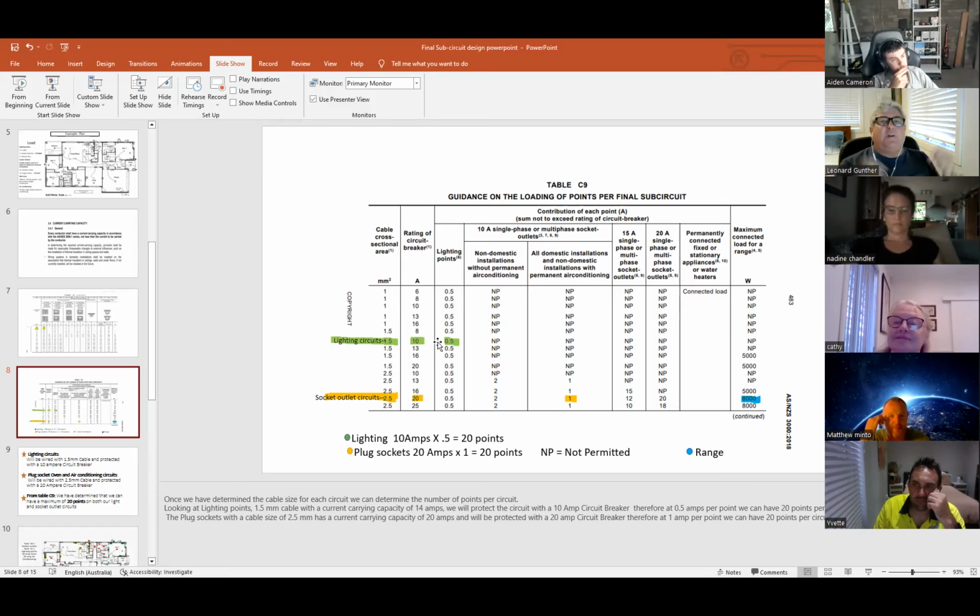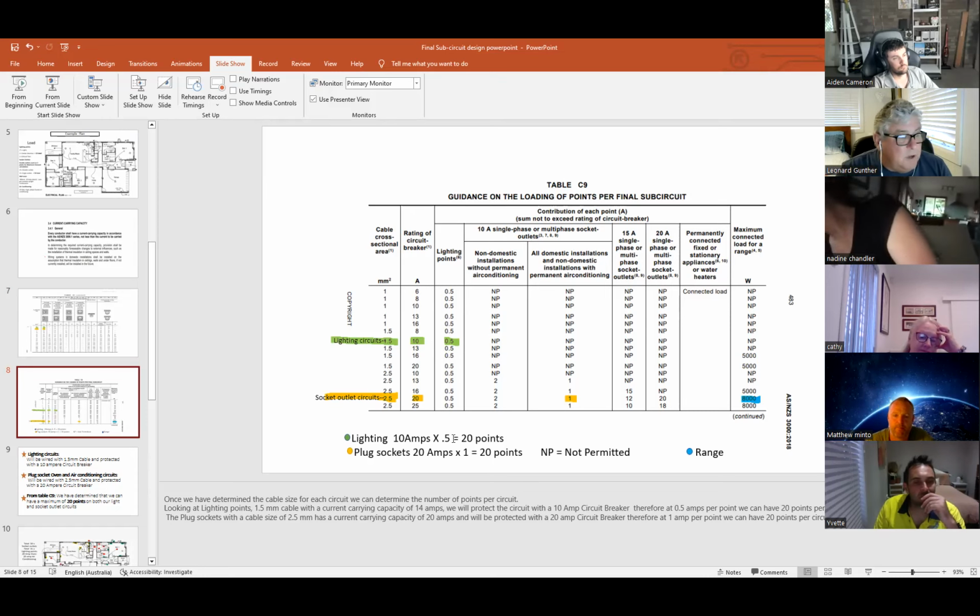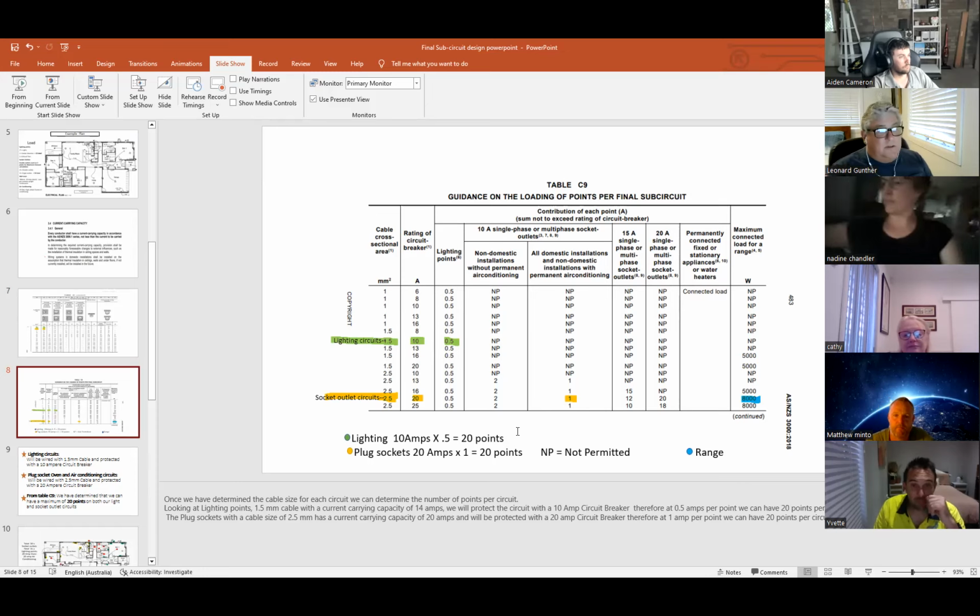Now you might say, well, LEDs, they tell us they only draw 6 watts, so they don't draw much power, you can have a lot more. Well, yes, you can. But this is just a guide, so we'll stick to the guide. By doing it this way, we're not going to have any problems later on. If somebody wants to come in and extend that circuit and put more lights on it in that house, they're not going to have an issue with that size cable. So what we've seen there is 10 amps and 0.5 equals 20 points on one circuit. Everyone's good with that?